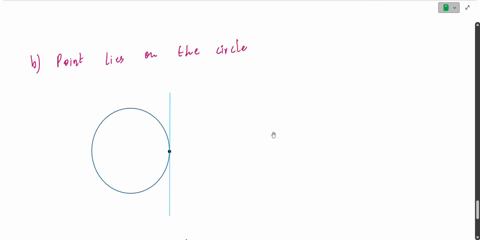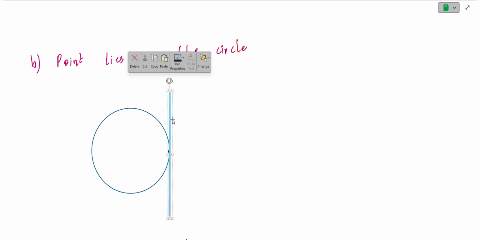So this is the case when a point lies on the circle. I have given a circle here, and I have given a straight line. Let me select this straight line. From this given point, I can draw so many tangents in this way.